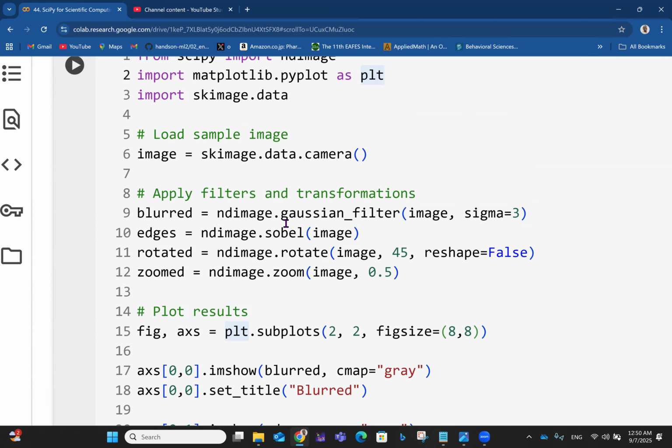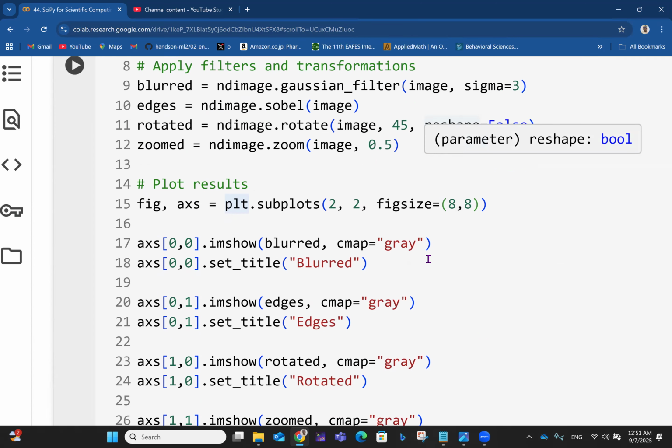To blur it, you have ndimage.gaussian_filter(image, sigma=3). Edges is ndimage.sobel(image). Rotated: this same image you've loaded here. So for rotated you have ndimage.rotate, and you can rotate at 45 degrees, or 90. You can keep changing this to keep rotating. You're not reshaping because reshape is false. You can also zoom it with ndimage.zoom, so you can have the image zoomed at 0.5. You can change these values to see what happens.